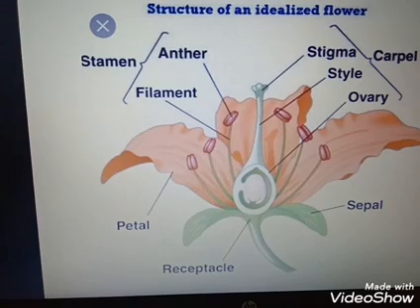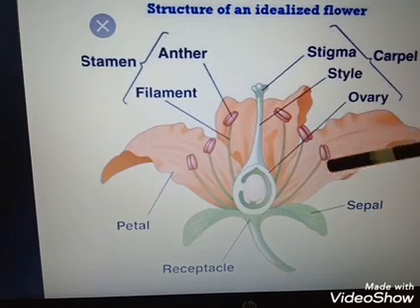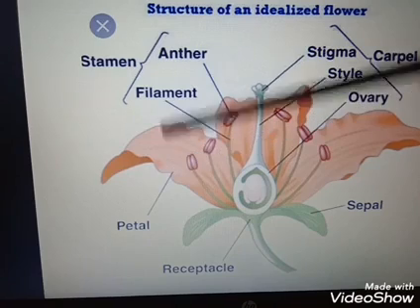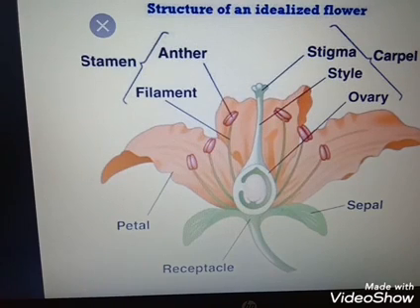Then the secondary accessory whorl is corolla. Which was the first one? The first one is calyx and the secondary accessory whorl is corolla. The part of the corolla is petal. All together these are known as corolla. Separately these are known as petals.